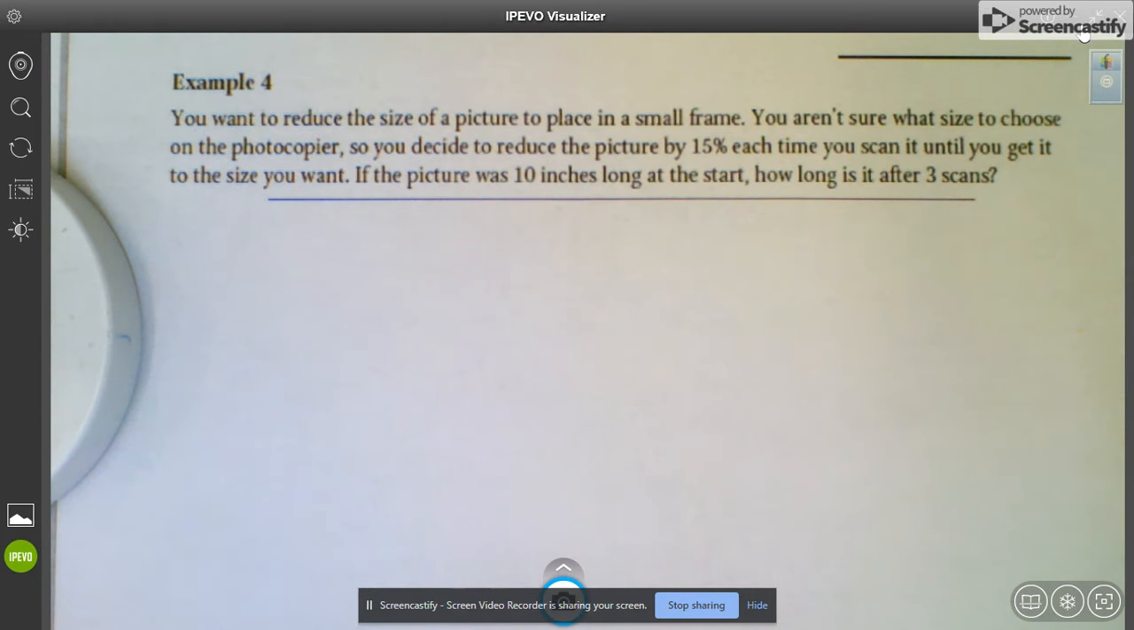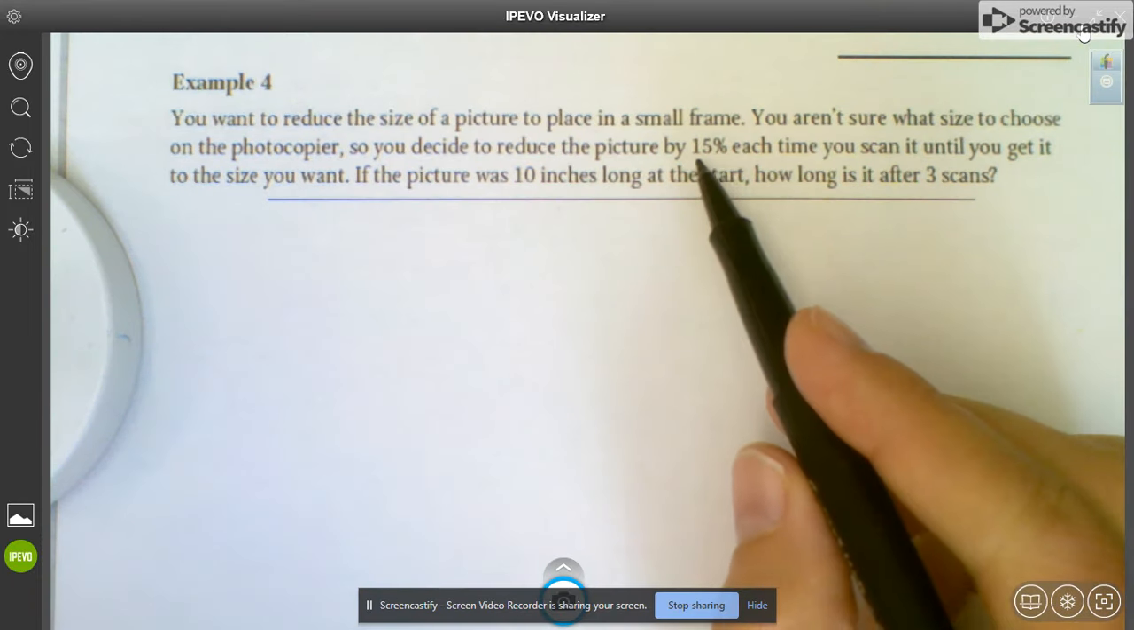All right, so very similar to the last one here, example 3. So you're doing something by a percentage. In this case, you want to reduce the size of a picture to place in a small frame. You aren't sure what size to choose on the photocopier, so you decide to reduce the picture by 15% each time you scan it until you get the size you want. If the picture was 10 inches long to start, how long is it after 3 scans?